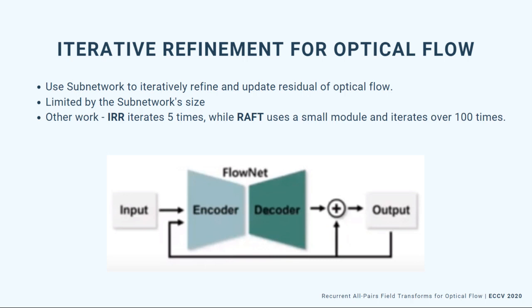In this picture, the optical flow would be the residual between the ground truth flow and the current flow, and we concatenate the current flow to the input and iteratively update our flow. This kind of method is limited by the network size. Our model RAFT is also an iterative algorithm, and it uses small modules and can iterate over 100 times on the same amount of computation.